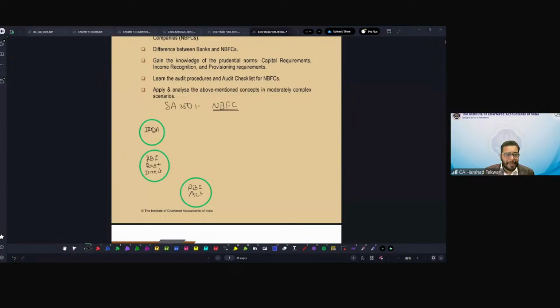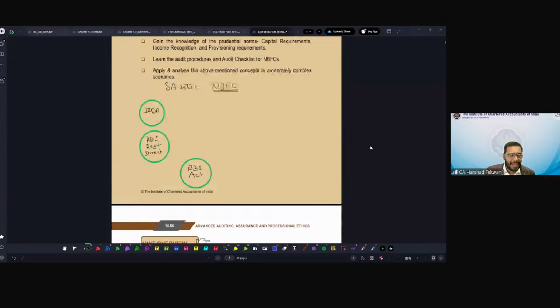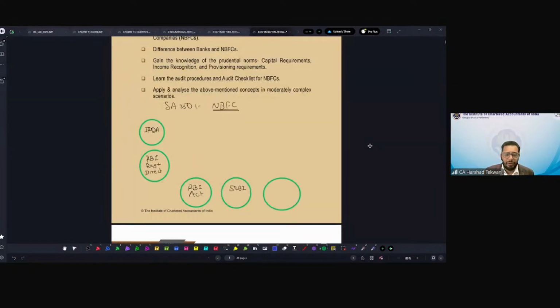So RBI Act, RBI regulations, directions, then you have IRDA. Sometimes, if that particular NBFC is listed, then in that case SEBI regulations are also applicable. These will be mostly companies. So I'm talking about what might be applicable to an NBFC. This is the first thing that you need to understand, which laws and regulations are applicable.